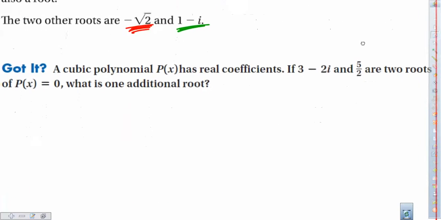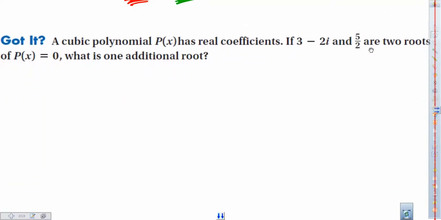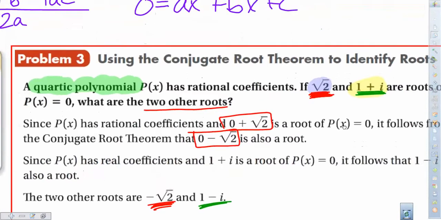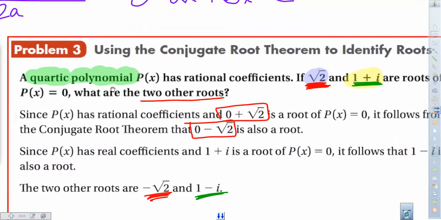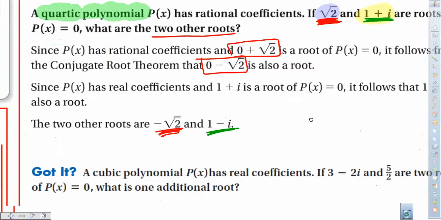So when we look down here at this one, this is kind of an interesting problem. But going back up here, I want to point out something. In a quartic polynomial, notice that we have two real roots, square root of 2 and negative square root of 2, and two imaginary roots. Something to keep in mind, foreshadow alert to 5-6, is that these conjugate roots always have to come in pairs. I cannot have square root of 2 without its buddy negative square root of 2, and I cannot have 1 plus i without its buddy 1 minus i. They have to come in pairs.